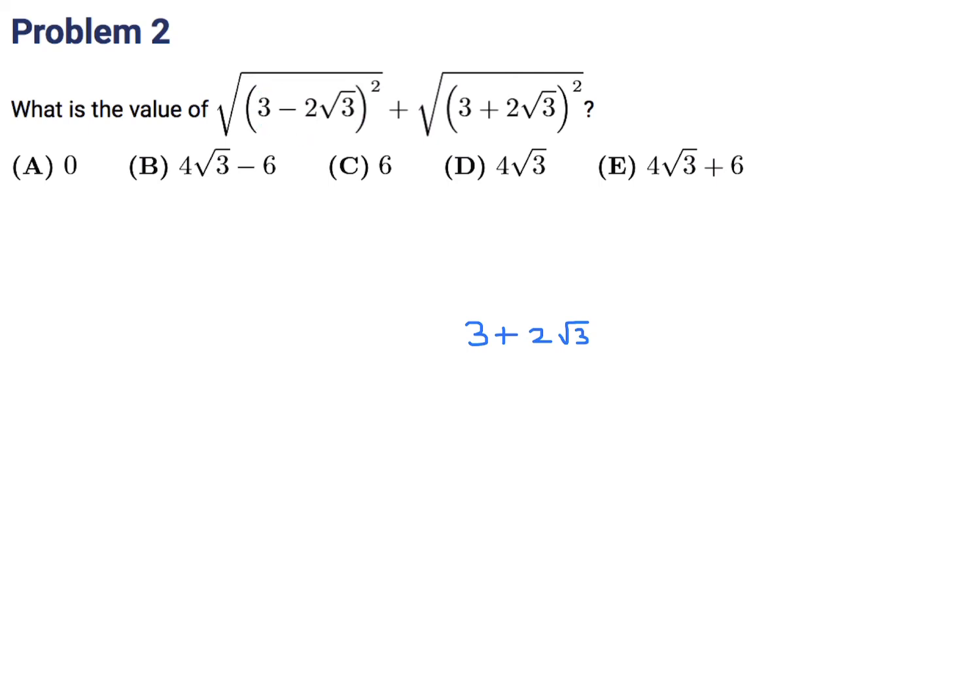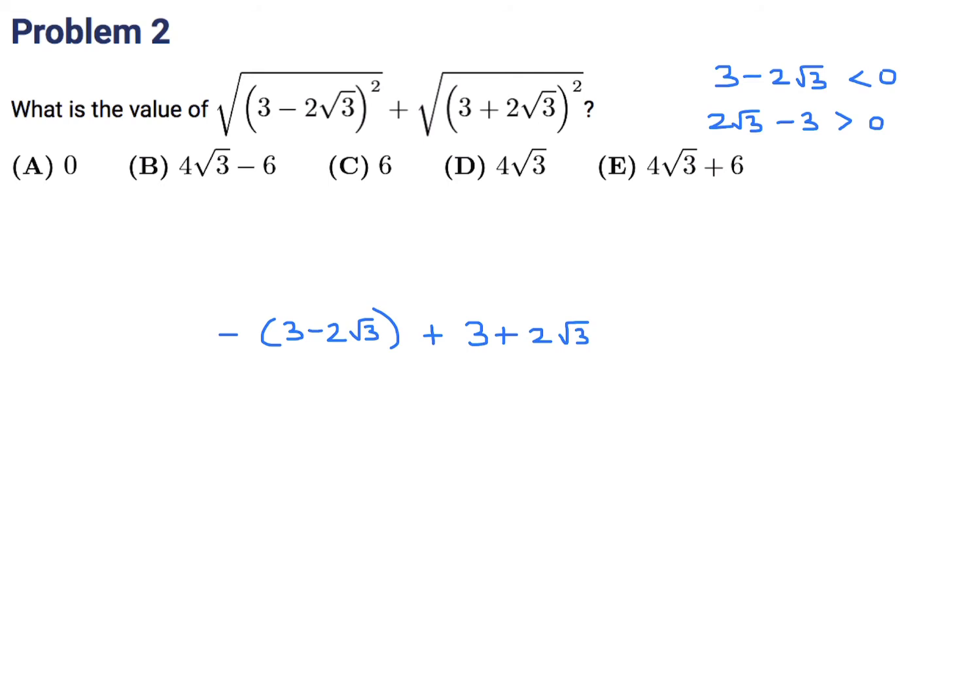This is a tricky question because 3 minus 2 root 3 is negative. It's less than 0. So when you take the square, you'd make it positive, and then when you take the square root, it would still be positive. So we have to use the positive version of that, which would be negative 3 minus 2 root 3. So when you do that, it would become 2 root 3 minus 3, and that is a positive number.